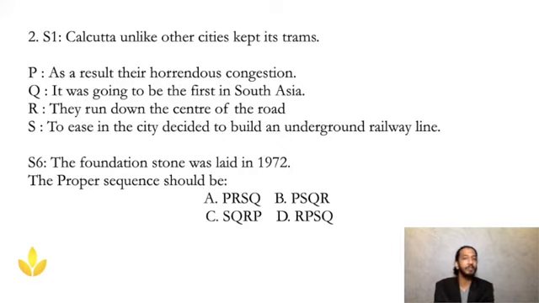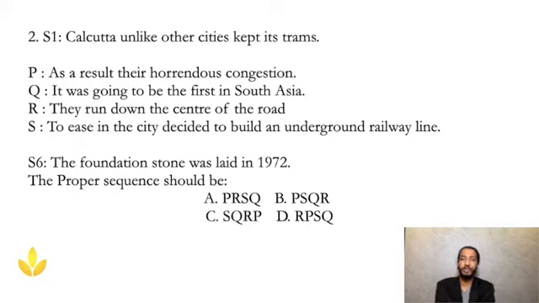Now, let's do the same trick again. Find out which of the 4 options has the same starting character. Option A and option B have the same starting character, that's P. So, PRSQ and PSQR. Now, let us see if it goes hand in hand with the sentences here. Calcutta, unlike other cities, kept its trams. As a result, their horrendous congestion. And that doesn't make any sense. Just because you have trams, how can it create congestion?